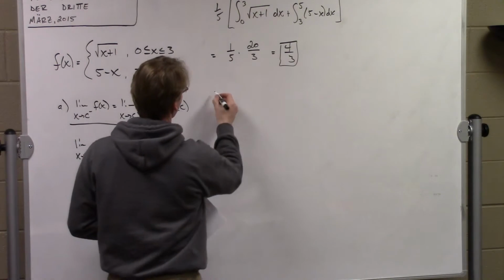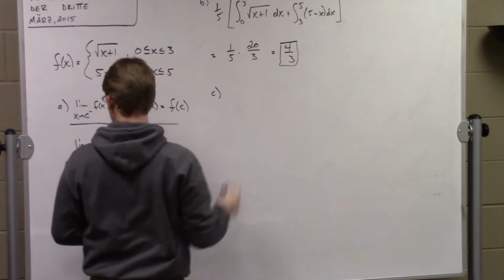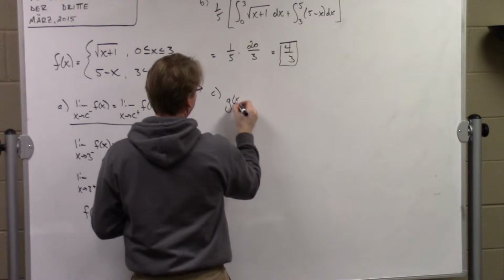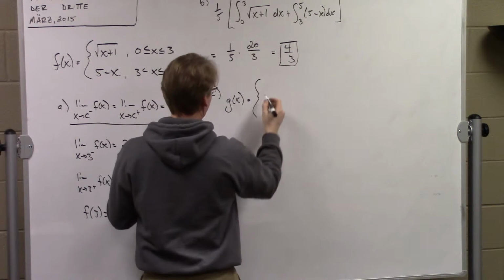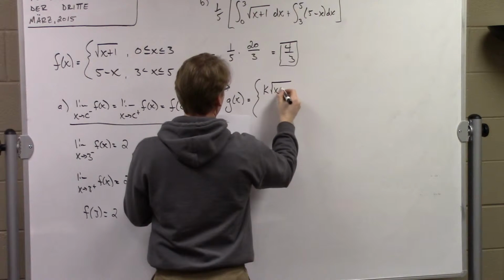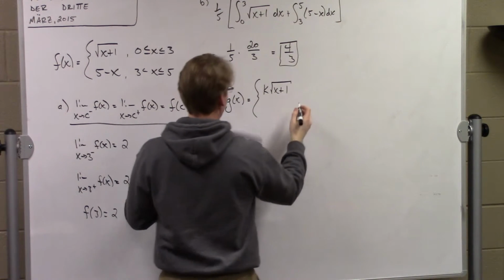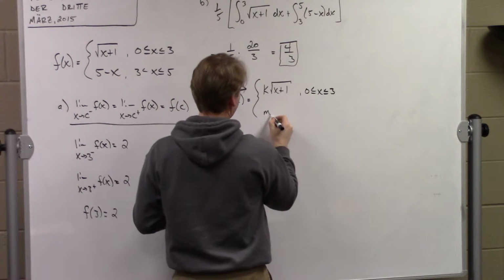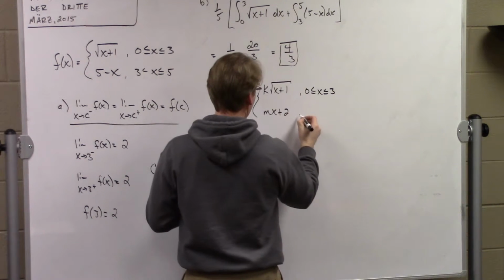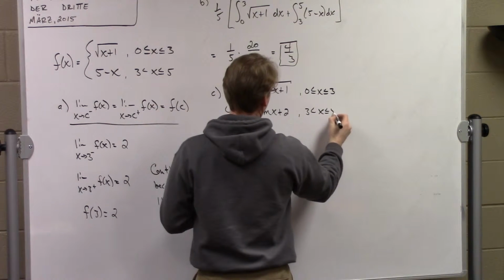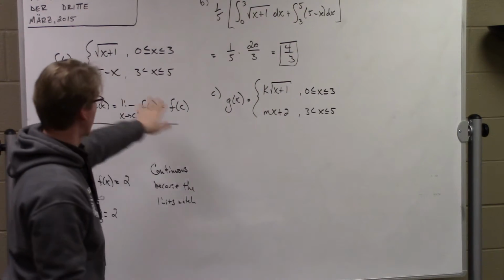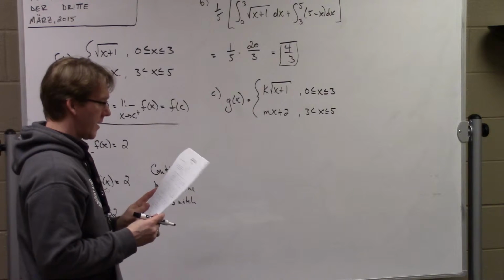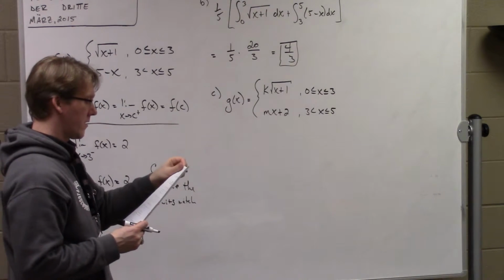C, now this is one of my favorites. I absolutely love C. Suppose that function g is defined like this. So again, we have a piecewise function. We have k times the root of x plus 1 for 0 to 3, and you have mx plus 2 for 3 to 5. So kind of the same feel. Line on the bottom, root on the top, where k and m are constants. If g is differentiable at 3, then what are the values of k and m?